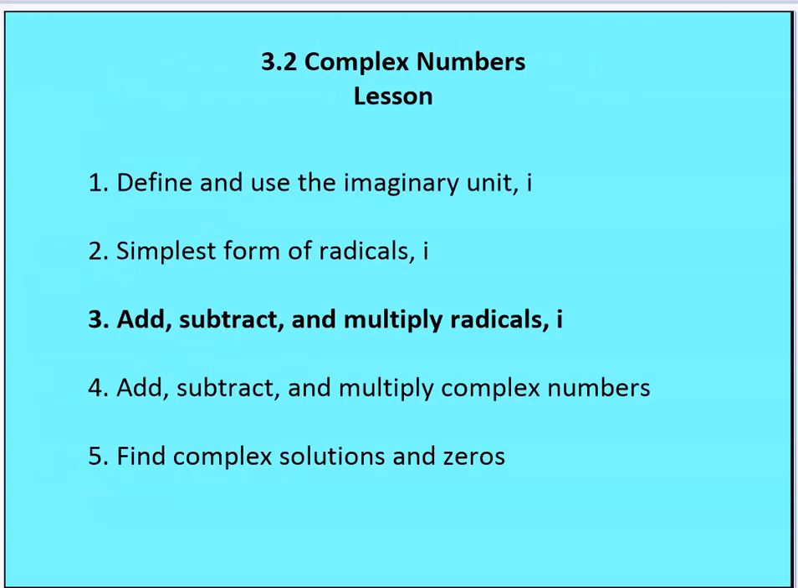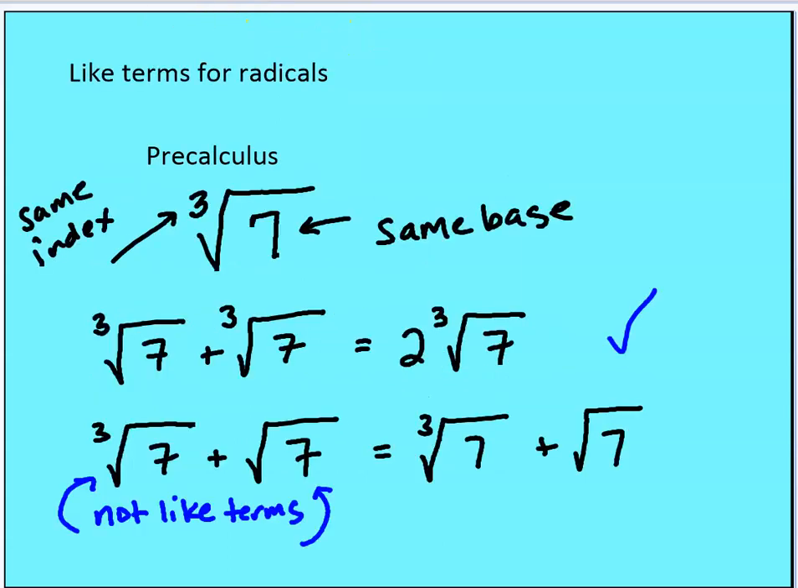We're going to add, subtract, and multiply radicals with i. All right, so the adding and subtracting part, and we need to talk about like terms. So like terms for radicals, I have the same index, it's right here, and the same base. The index that you've seen so far for radicals has been 2. It's the square root. But I can also take the cubed root of some value.